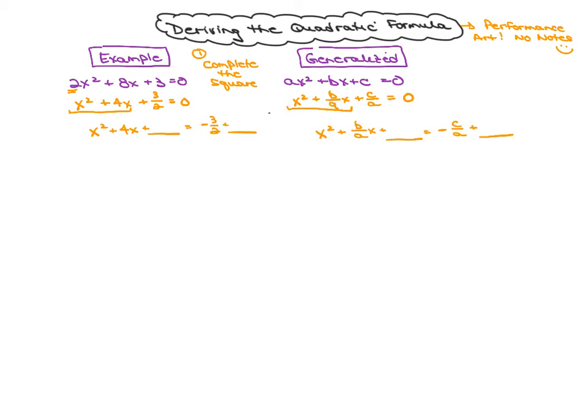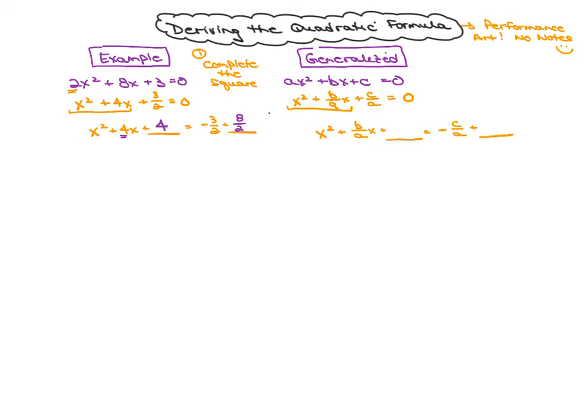Time to complete the square. I'm going to take b, 4, divide that by 2, and square it. 4 divided by 2 is 2, squaring it gives me 4. Whatever I added to one side, I'm going to add to the other, and I'm just going to add it with a common denominator. So 4 would be the same as 8 halves, just kind of make my life easier.